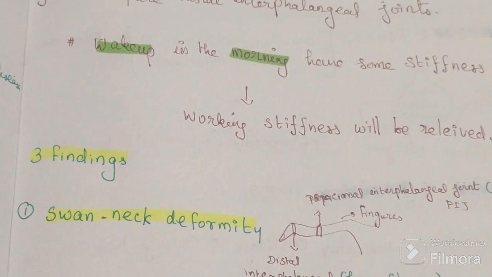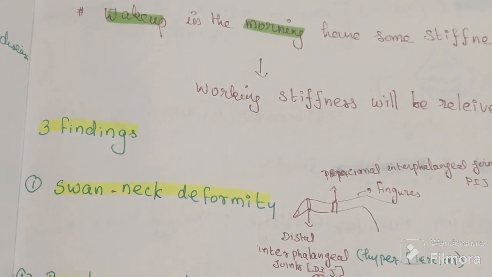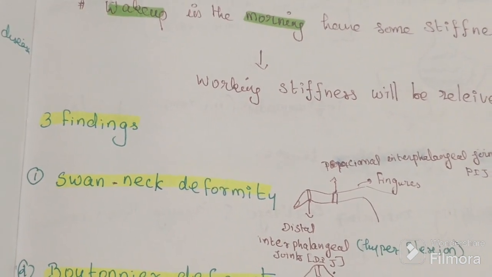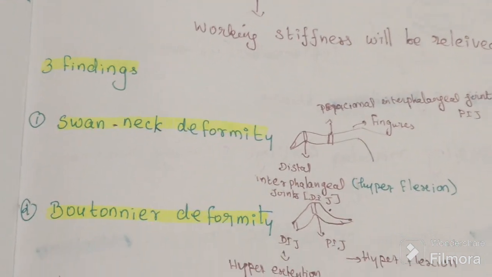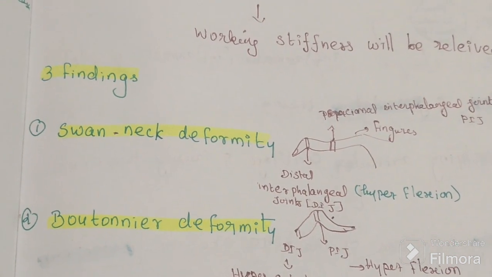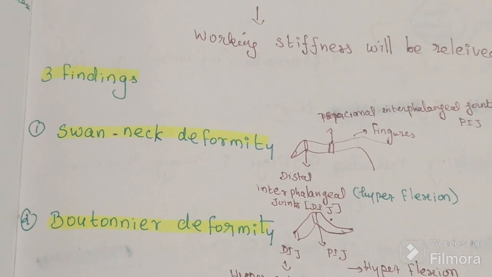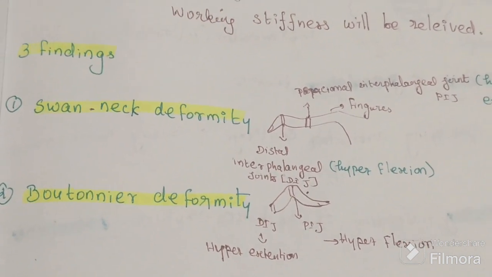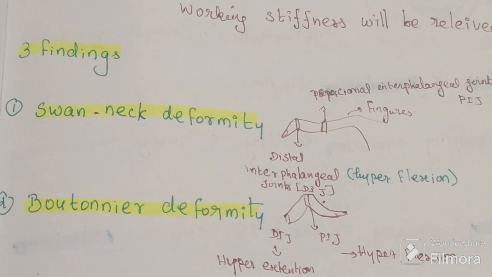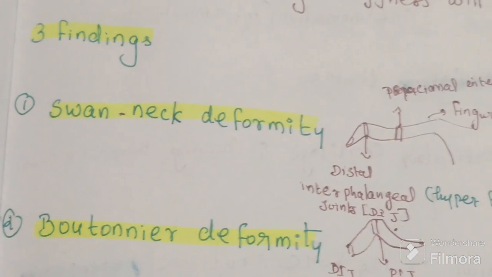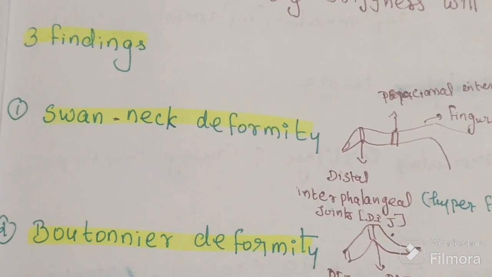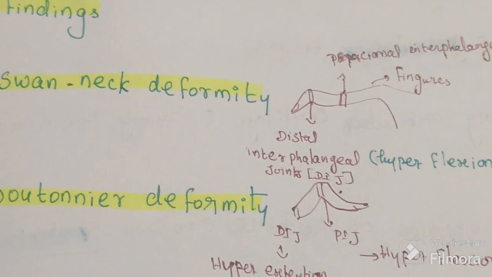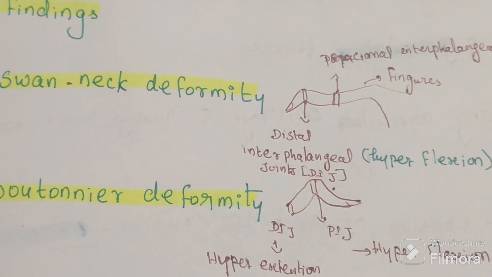Next, there are three important findings with rheumatoid arthritis. One is swan neck deformities. Second is Boutonniere deformities. Third is the X-ray report. What are swan neck deformities? First one is swan neck deformities.